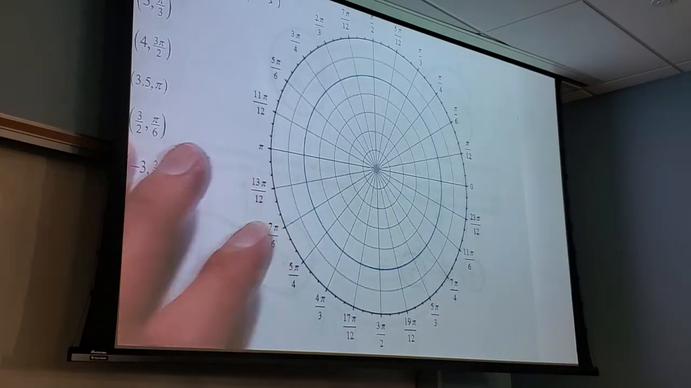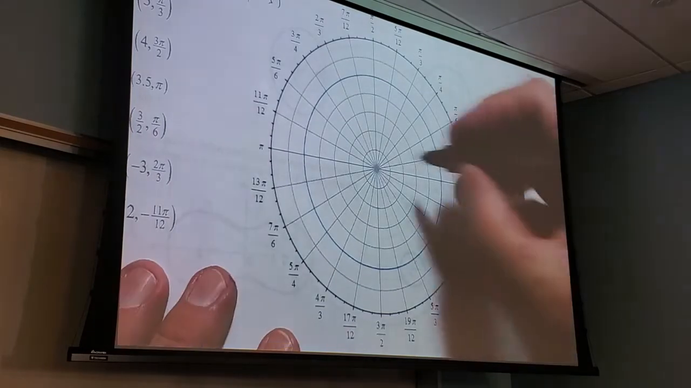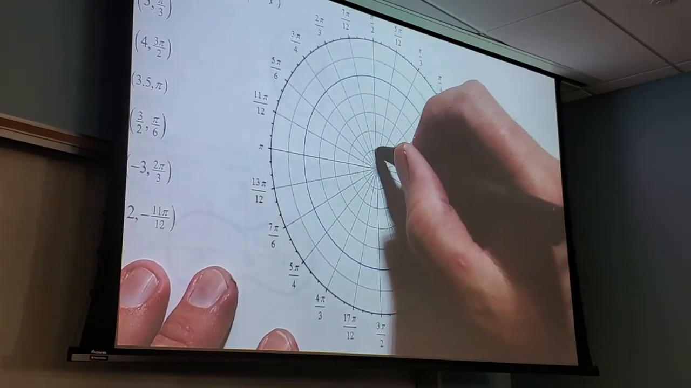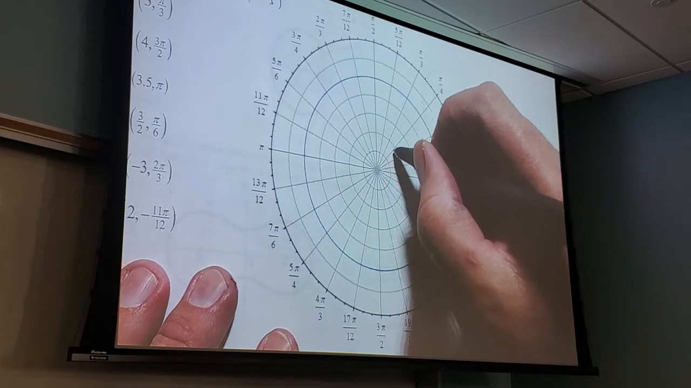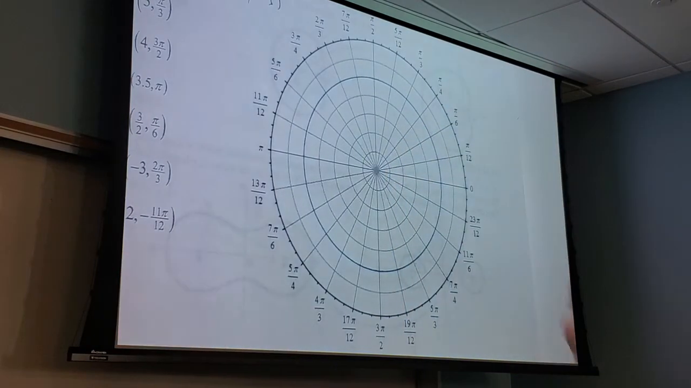I don't have x, y. I have r, theta. Do you notice how the r values are these circles? So this is a radius of 1, this is a radius of 2, this is a radius of 3. Do you guys see that?